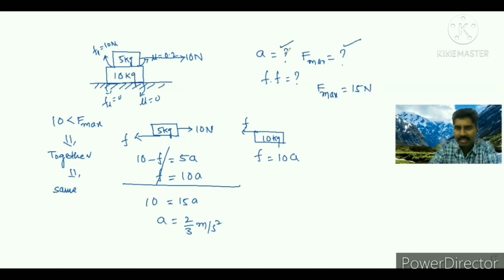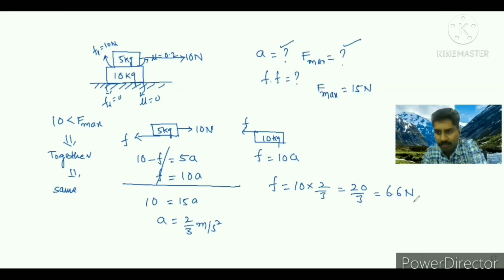This answer we got. Next, F is equal to what? 10A. 10A is 10 times 2/3, which is 20/3, so 6.6 newtons we can get. So we got the frictional force also. Next, the last case. Individual accelerations can be found only when we apply a force more than F max. More than F max, so we will see.